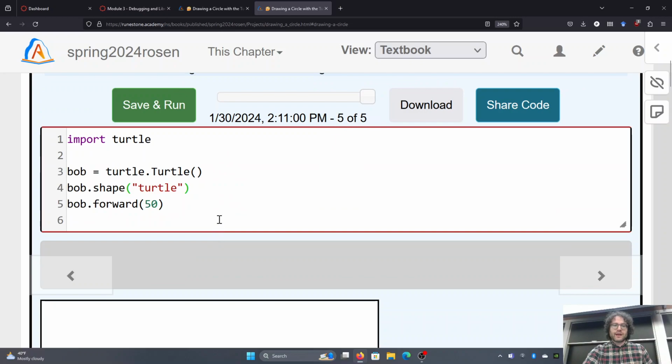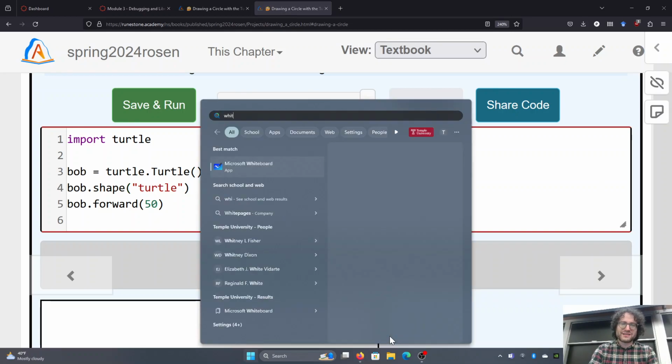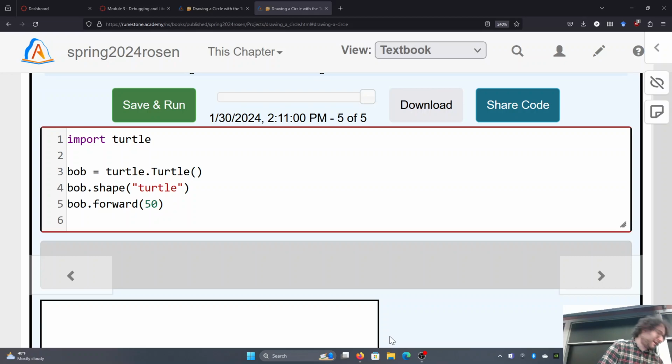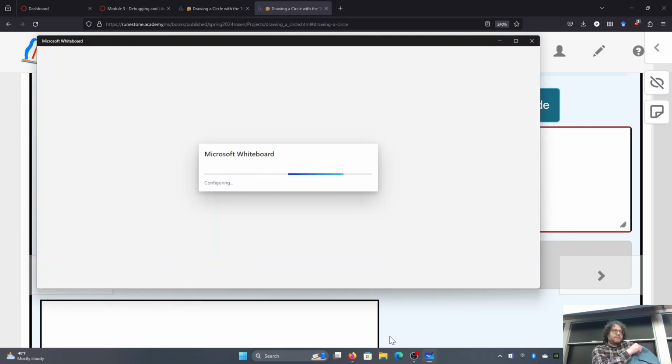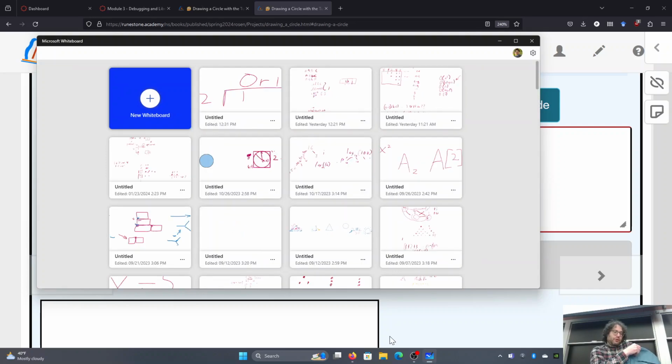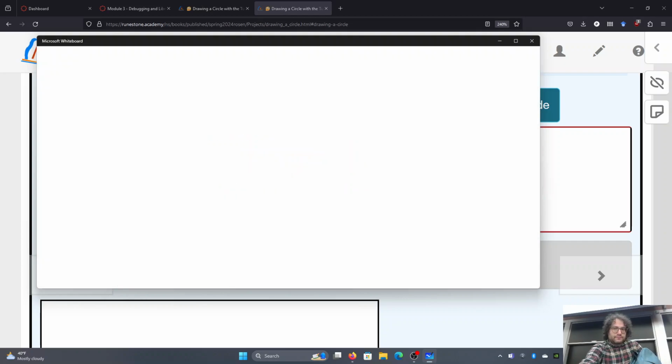So how do we get him to draw a triangle? And I know this seems like a weird question to be asking, but it's actually worth considering. Because we all know what triangles are. Why are you asking this, Professor Rosen? Because we actually have to give him directions on how to move correctly.